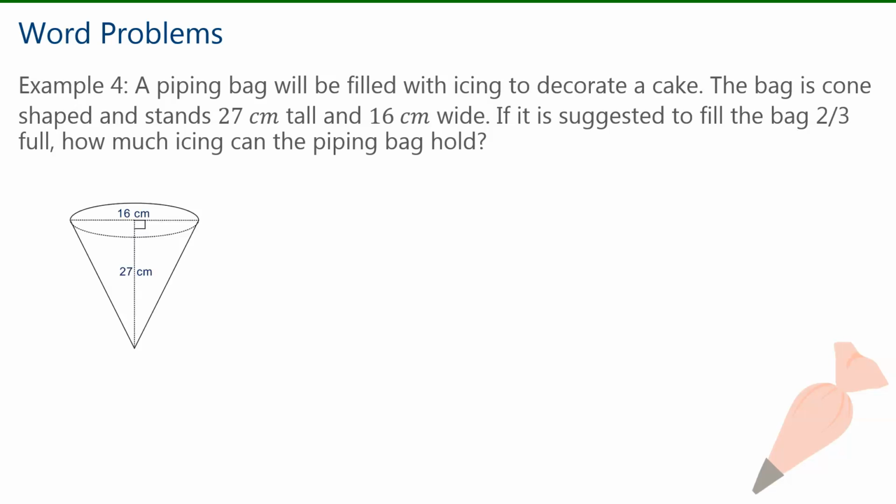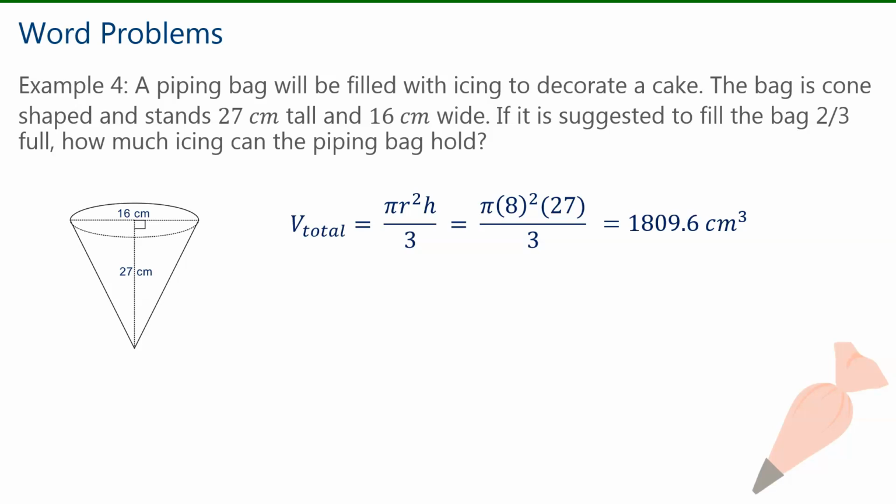So let's draw a diagram to see what we have here. We have our height and we have our radius, which would be half the diameter. So that means we can just go ahead and plug these values into the formula. So I'm going to start by finding the total volume, and then I'll find 2/3 of that after. So if the radius is 8 and the height is 27, we would have this. Now multiplying pi with 8 squared and 27 and dividing by 3 should give you a volume of 1,809.6 cubic centimeters.